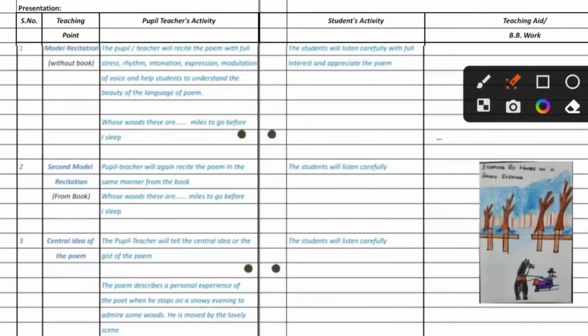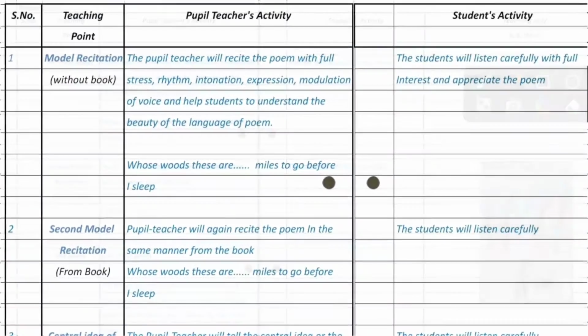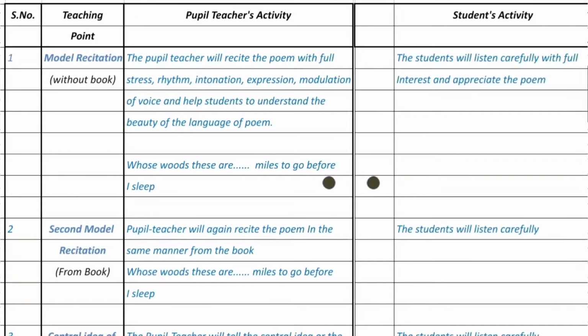Some people make one more column for writing the method used before the column of teaching aid/blackboard work. But it's not compulsory to make it. Now the first teaching point will be model recitation without book. Here the pupil teacher will recite the poem from memory, which means without reading it from anywhere.